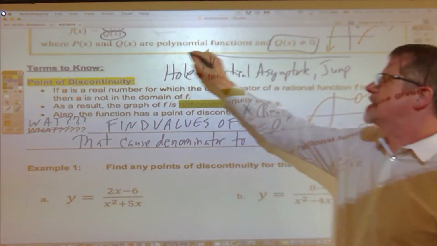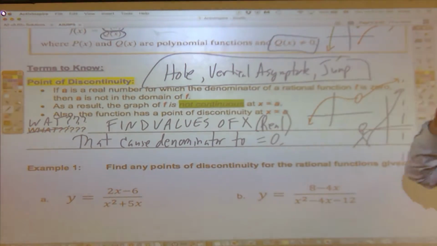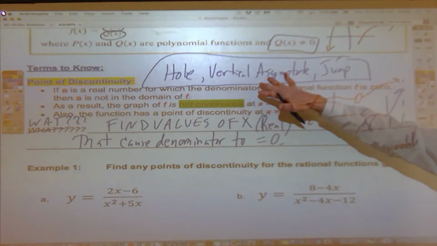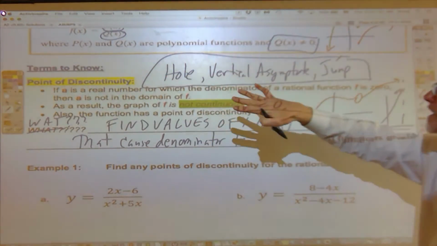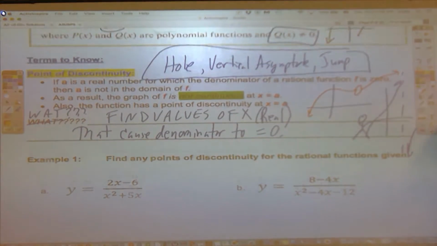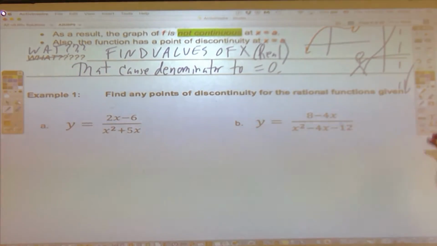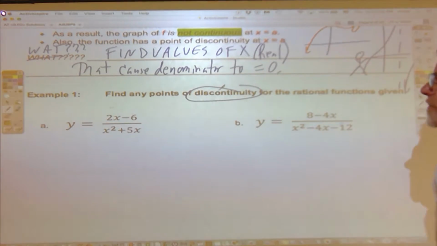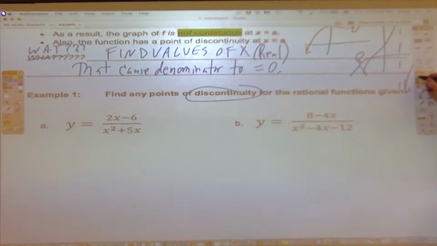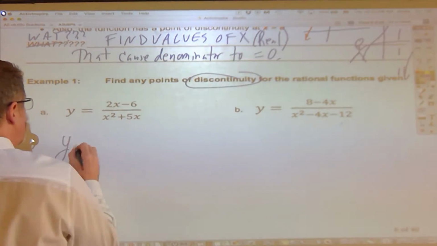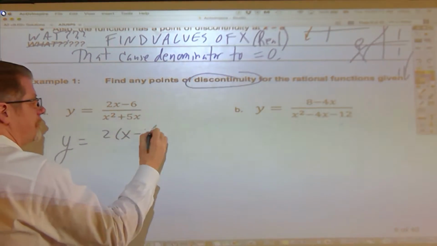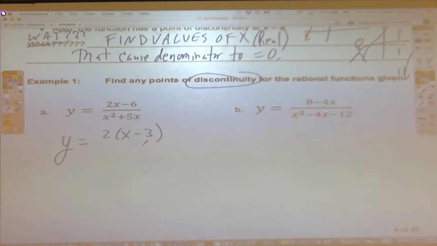There's 3 types of discontinuities that we're going to be locating: holes, vertical asymptotes, and jumps. We've already done jumps back in piecewise functions. Today we're looking at holes and vertical asymptotes. Let's do our first example of how to find points of discontinuity. We will talk about whether it's a hole or a vertical asymptote later, but for now, the first move is to factor. In the numerator, we're going to factor a 2 out of 2x minus 6, leaving x minus 3 in parentheses.